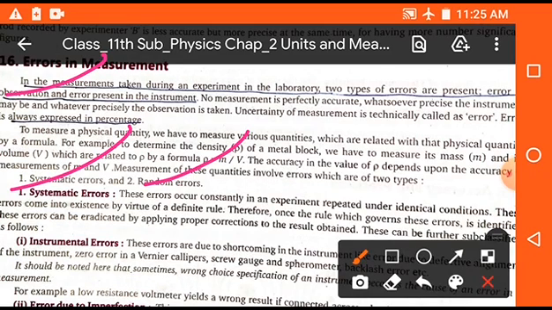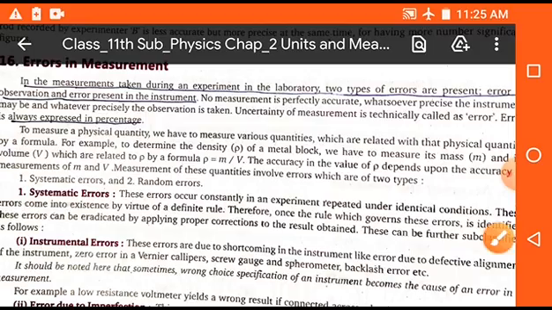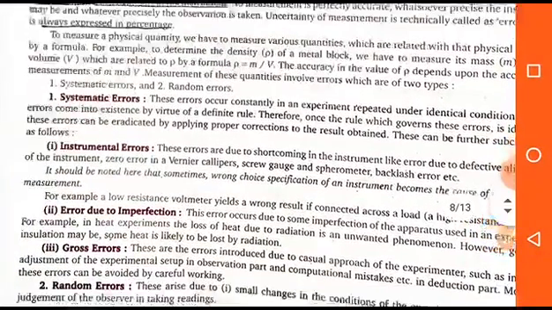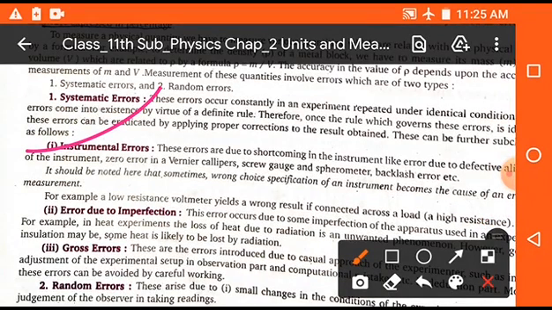Clear? So students, first of all we will discuss systematic error. These errors occur constantly in an experiment repeated under identical conditions. It means if we are doing any experiment again and again, taking different readings, then such types of errors occur. Clear? And this error can arise by different methods.